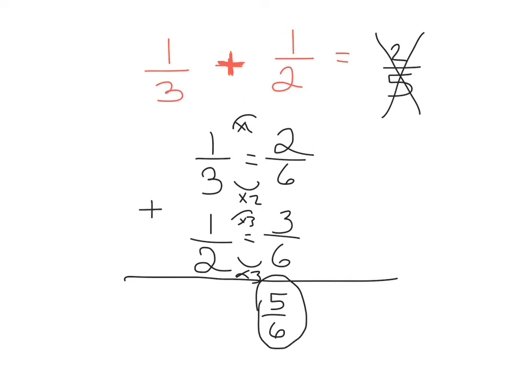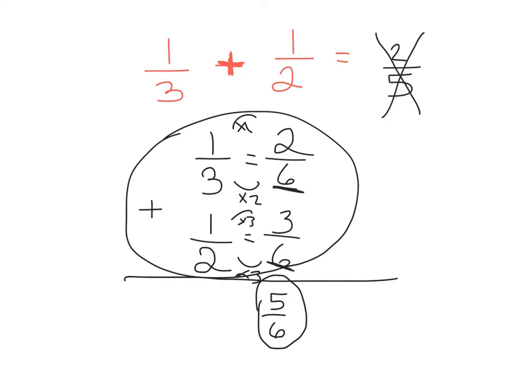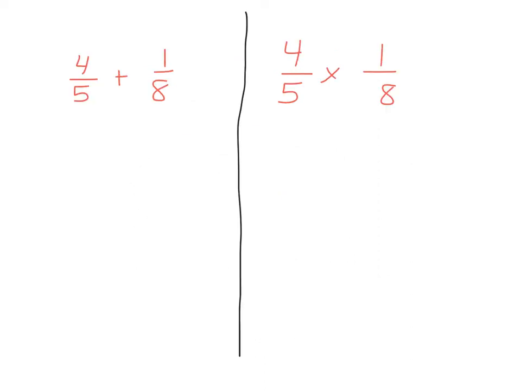I first stack them on top of each other, like we did in class. Then I made equivalent fractions with the same denominator, like we did in class or like you did in 4th grade, and I added them up. 2/6 plus 3/6 is 5/6, and my answer is in simplest form.